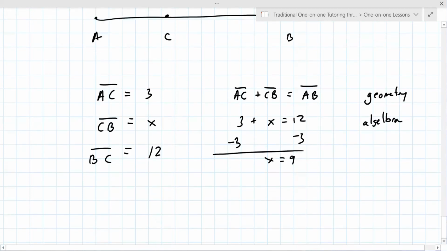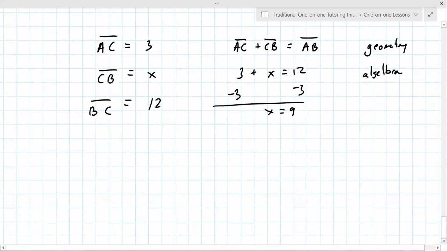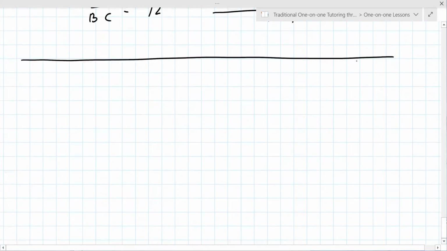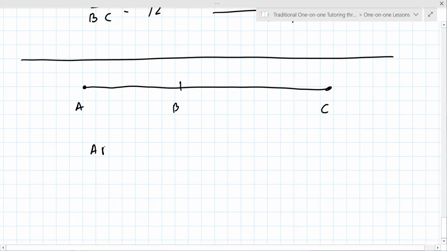So sometimes students think, oh, I can just not remember all the stuff I learned last year. You're actually going to use everything you used last year. Okay, let's try another one here. Let's make this a little more complicated. Let's go A, B, and C. And let's say that AB is X plus 2 and BC is 4X minus 2 and AC equals 25.